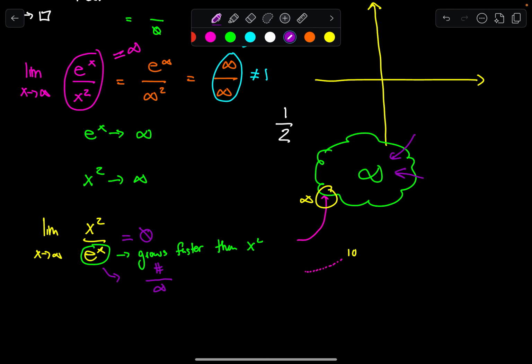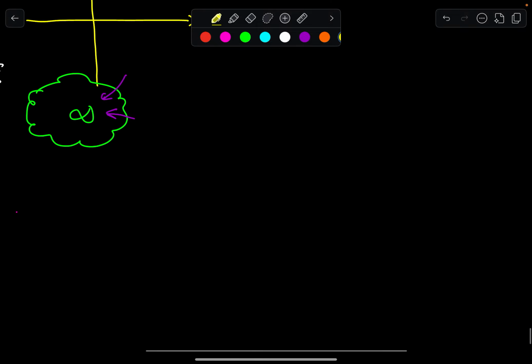If they're both going off to infinity, what we want to look at instead is the rate at which they go off to infinity. And what I mean by that is, again, if I have two functions, right? I'll move my cloud over here. Okay, so let's pretend that infinity is over here.